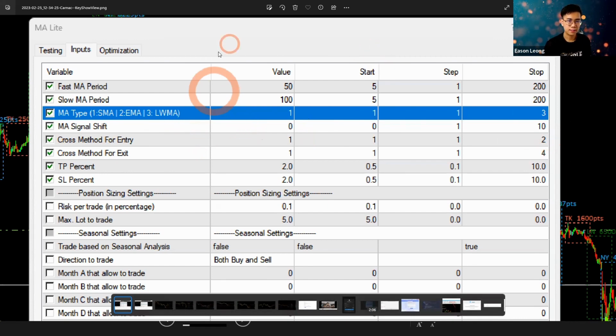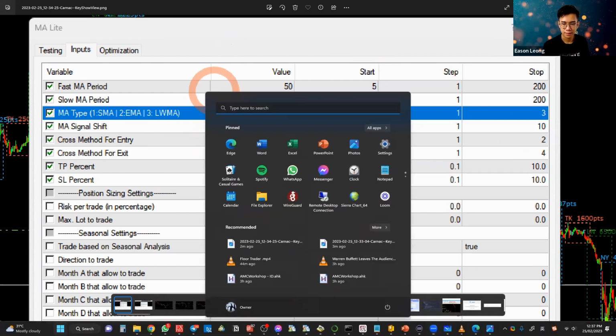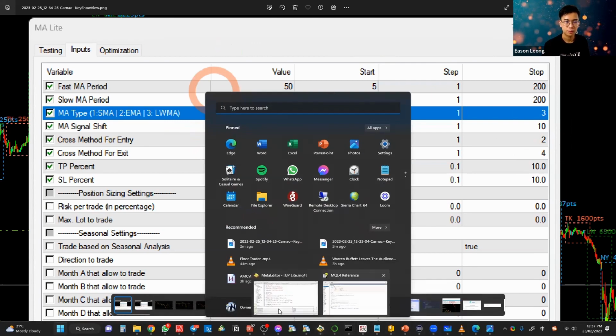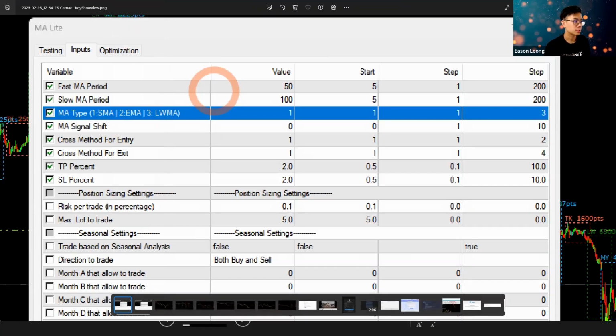Now, cross method for exit. Now, what does cross method for exit mean? Cross method for exit means how you want the robot to close the trade for you. So you can just write it down in your notebooks.